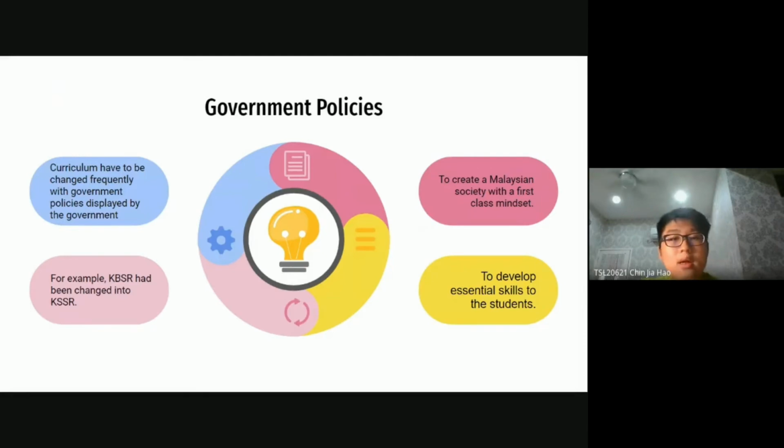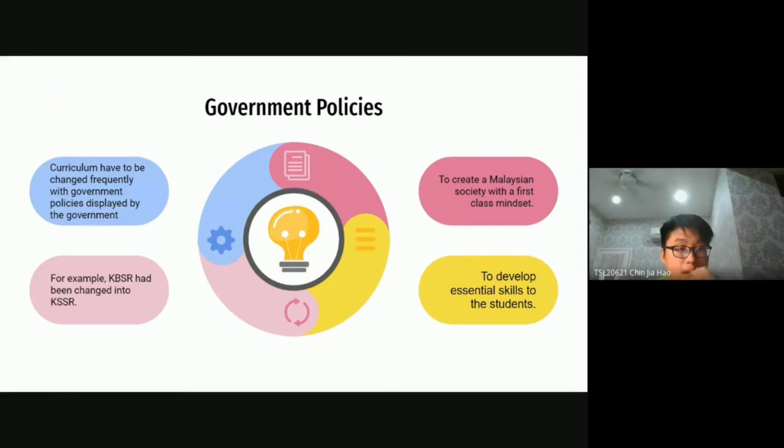And the third one, government policies. Government policies means that the government wants to make something new happen in the country, or that they want to implement certain policies for the current situation. Therefore, curriculum has to be changed frequently with the policies displayed by the government. This is to make sure that the content of curriculum meets the change of the policies.